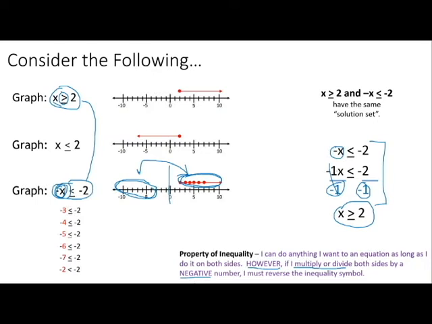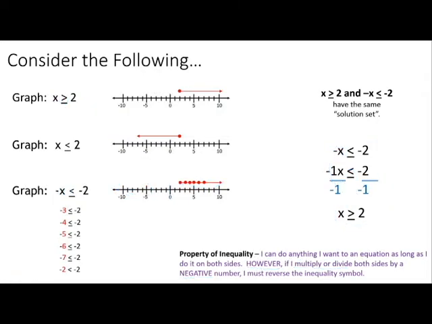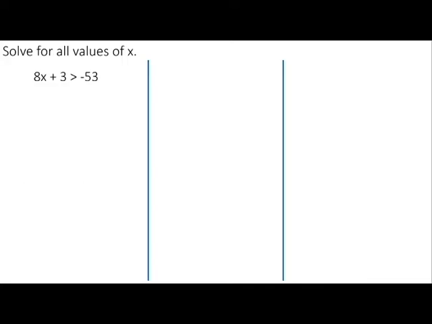Now, what's tricky about this for most students is we don't just start flipping this anytime we want. There are specific times when we're going to flip this sign. And those specific times are if this denominator is a negative 1. If I divide both sides by a negative, then I flip. If I multiply both sides by a negative, then I flip. Any other time, I solve it just like I would any equation. So let's work a couple of these.